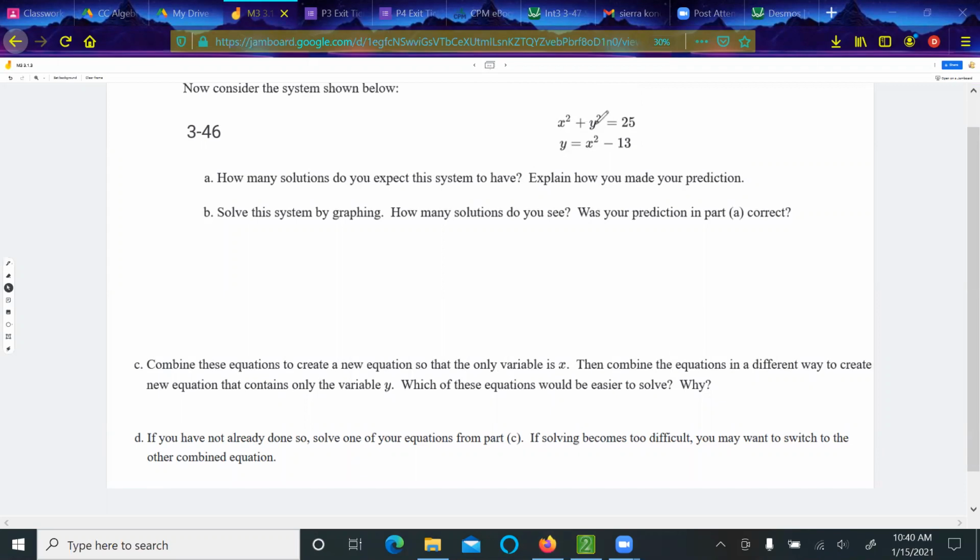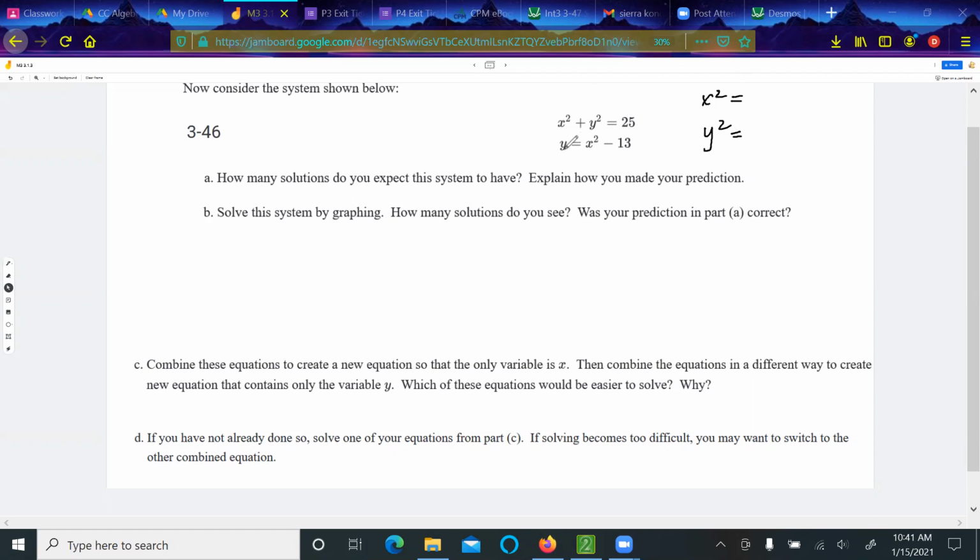So, how can we use equal values? Can we substitute? What can we do to combine these two equations? Well, there's two ways. There's an x squared in both of the equations and there's a y squared in both equations. So we can get both of them equal to x squared, or we can get both of them equal to y squared, and we could substitute one equation into the other.